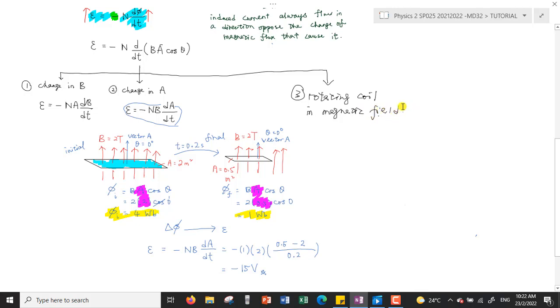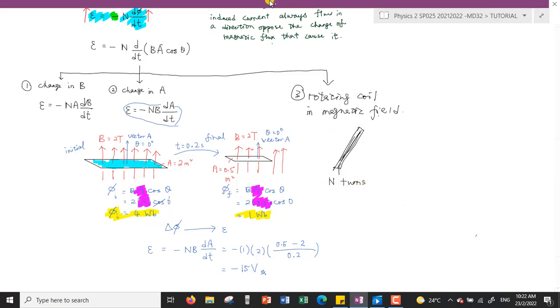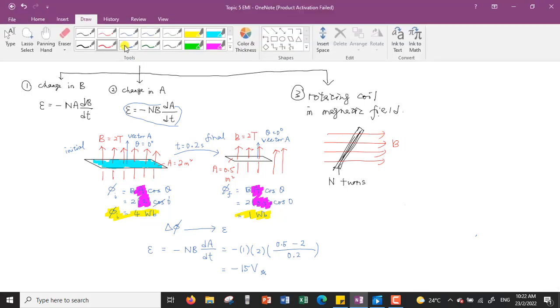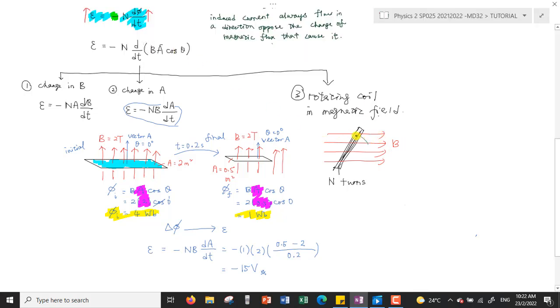Boys and girls, basically, for example, we have a coil, I draw the side view of N turns. We have a coil of N turns. When we put it in a magnetic field of field strength B, and then we rotate the coil, we will find out that actually the flux will change. The flux will change with time when we rotate the coil.